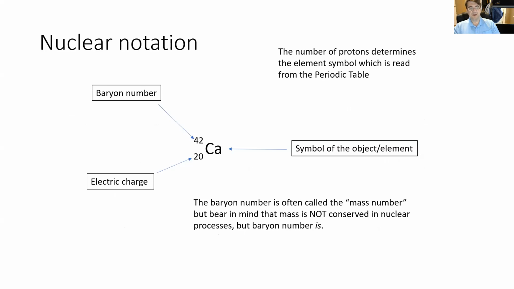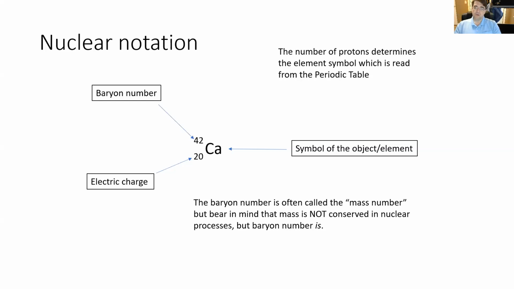Because it's calcium, it's got an electric charge of plus 20. So there are 20 protons, because each proton has a positive 1 charge. So the total number of neutrons, you can calculate by taking 42 minus 20 to get 22 neutrons.